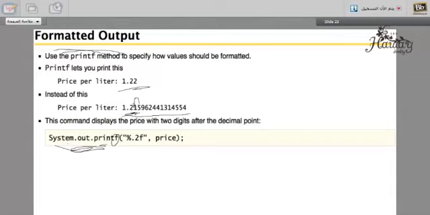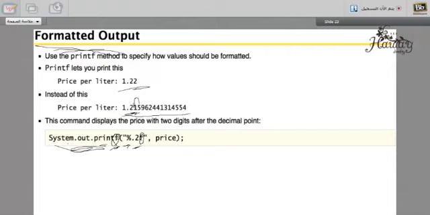You put system.out.printf. F stands for formatted. Then inside a quotation mark, you put the percent sign, dot, for example, 2f, meaning I want 2 decimal places. Okay, this f is different from this f. This f is formatted. This is for the decimal.